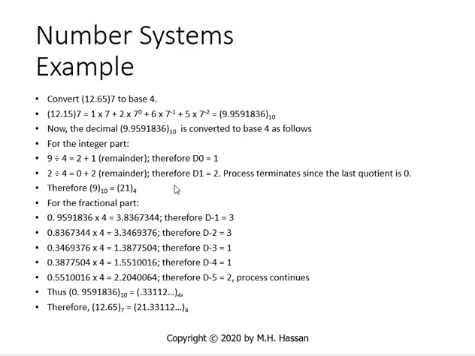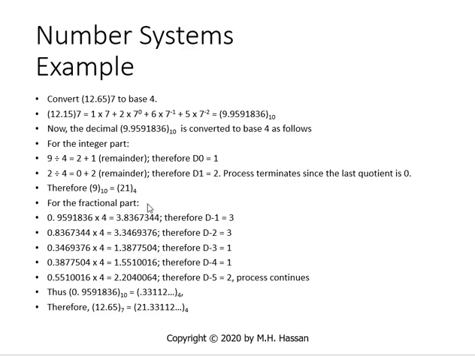And easily we can verify the result. 21 is equal to 1 plus 2 times 4, because the weight of 1 is 4 to the power 0, the weight of 2 is 4 to the power 1, so this will be equal to 2 times 4 plus 1, which is equal to 9.